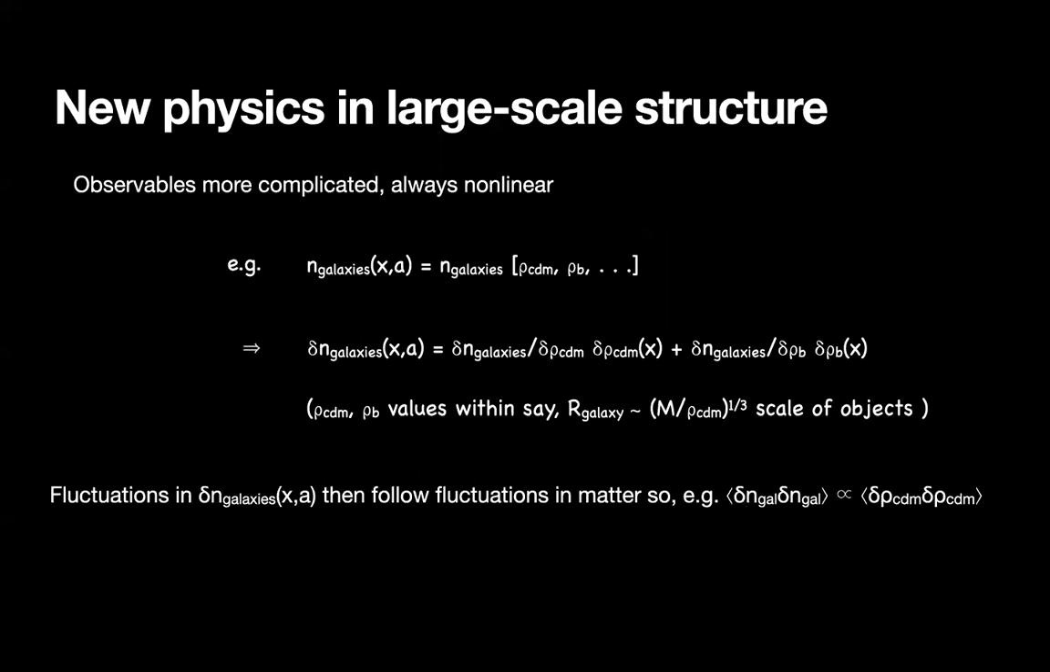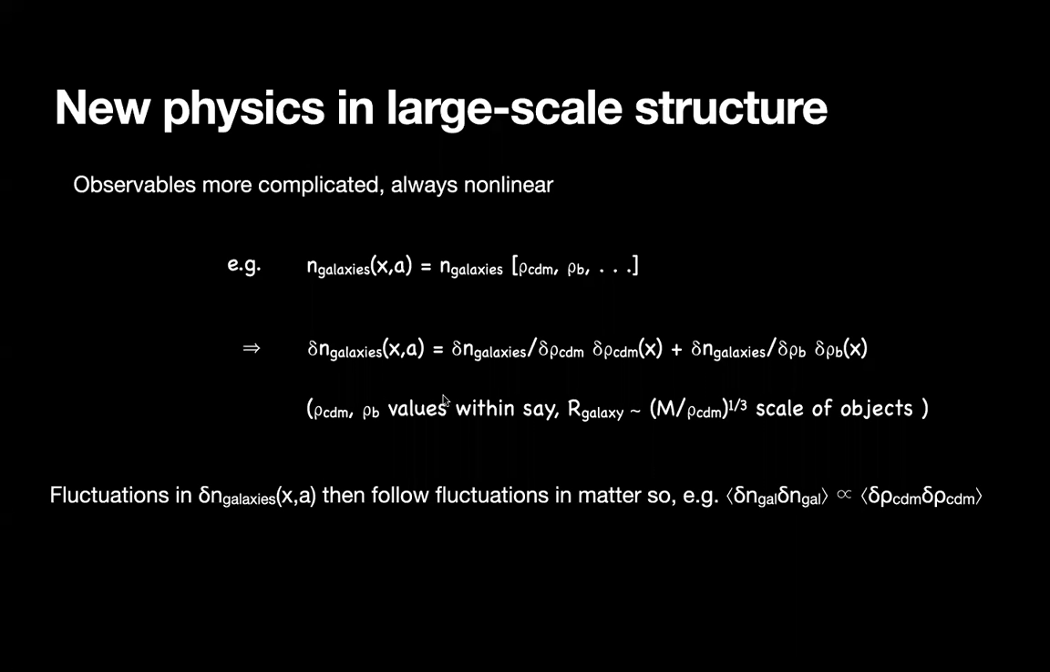The things that we actually measure are more complicated than this. They're always nonlinear functions of the matter densities, and therefore of these primordial fluctuations and the transfer functions that we can understand better. Yet these observables that are complicated nonlinear things, their spatial variation is still predicted by the spatial variation in the different matter fields. So for instance, fluctuations in the abundance of galaxies at different positions and at different epochs in time are set by fluctuations in the cold dark matter distribution and the baryon distribution and so on.